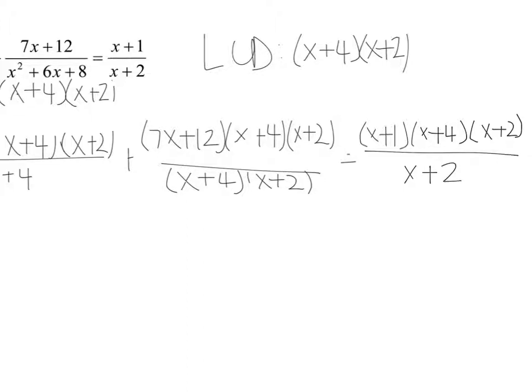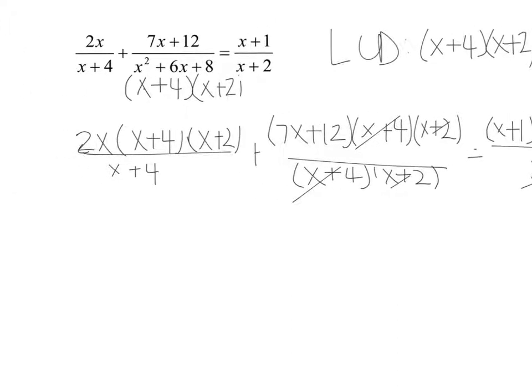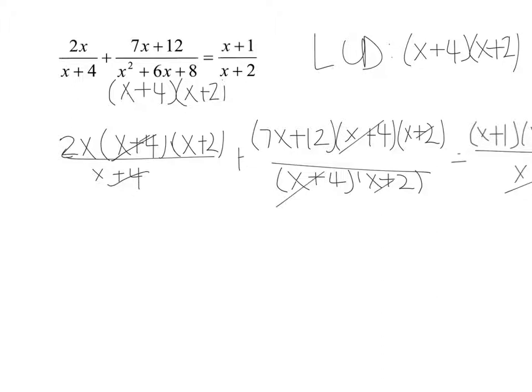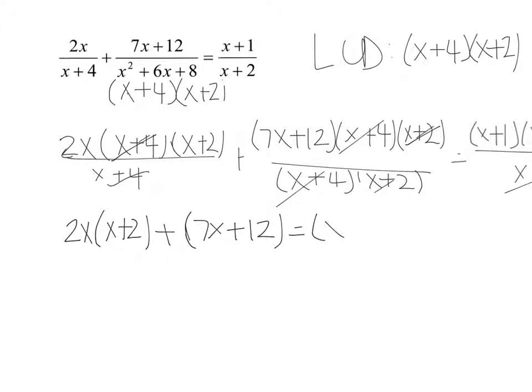Now we can start canceling terms. Starting from the right and moving back to the left, we can cancel x plus 2, then x plus 4 and x plus 2, and lastly x plus 4. So we're going to end up with 2x times x plus 2, plus 7x plus 12, equals x plus 1 times x plus 4.